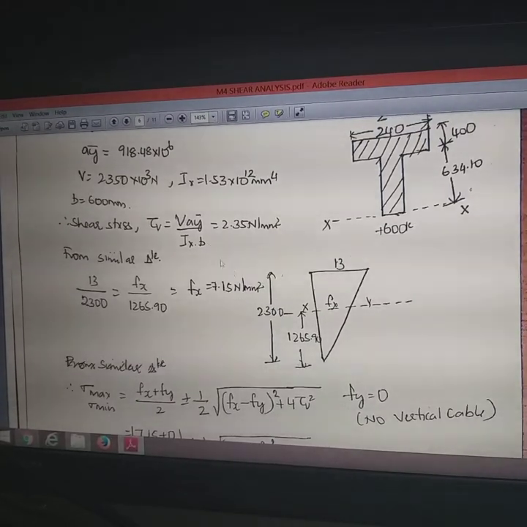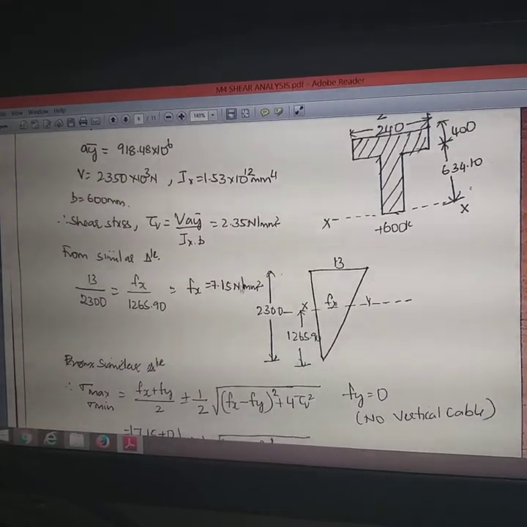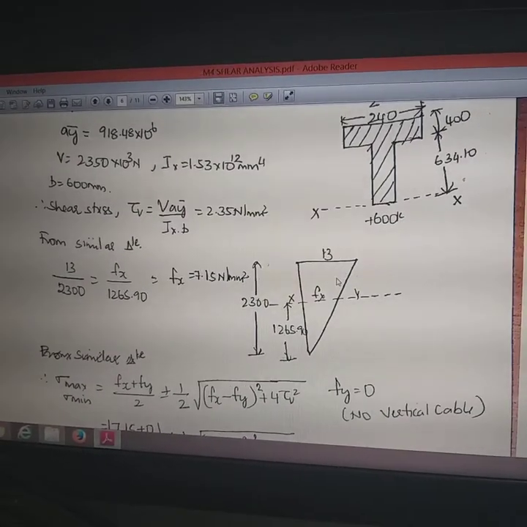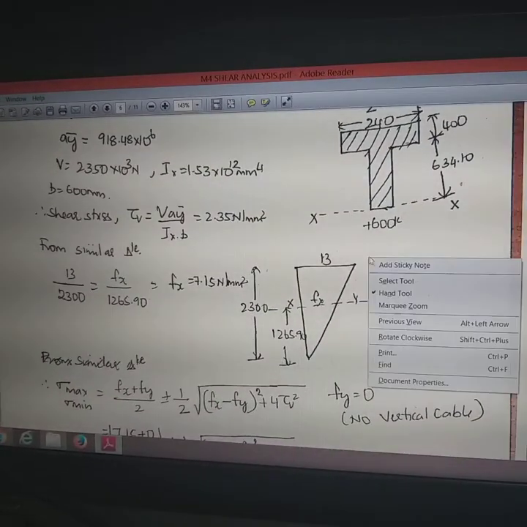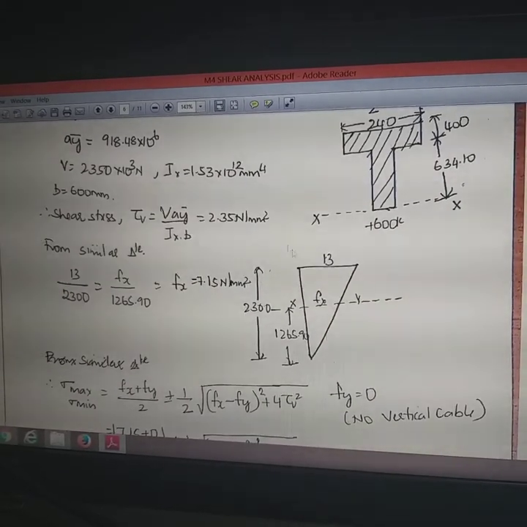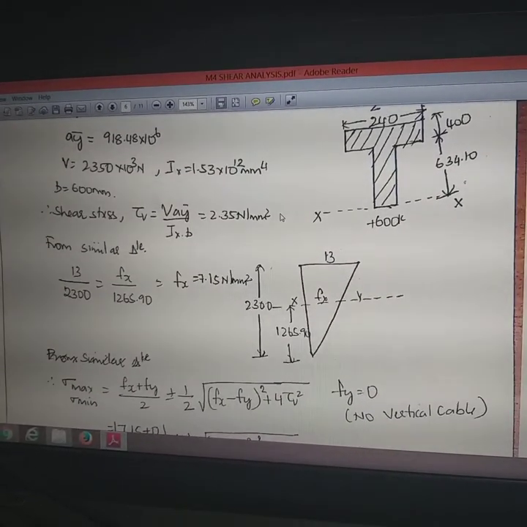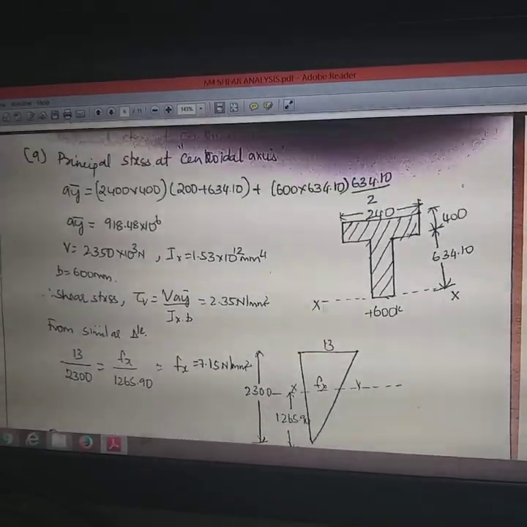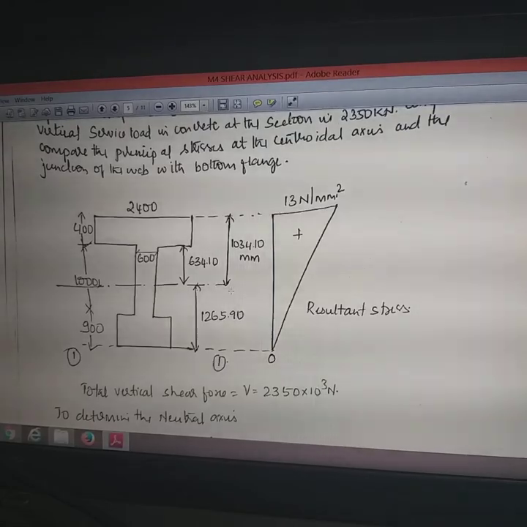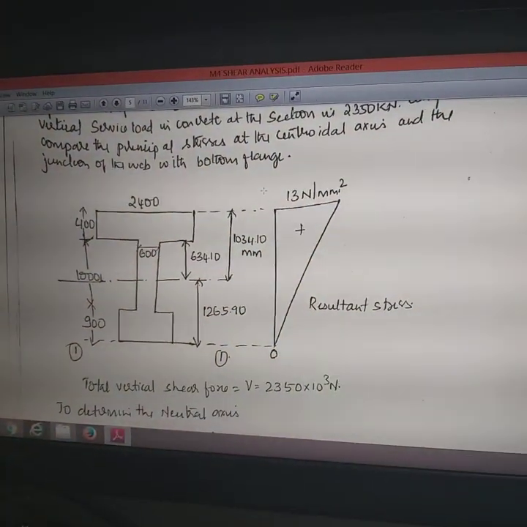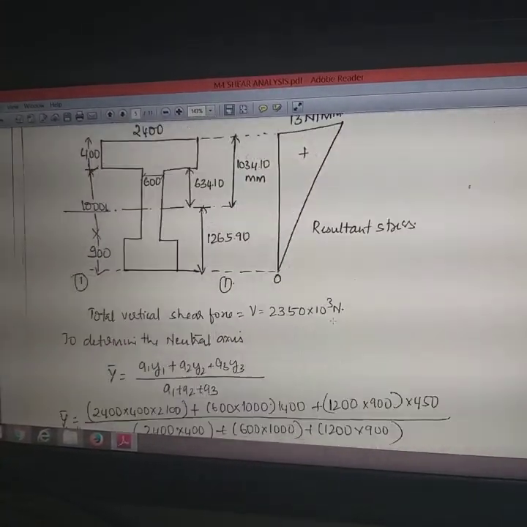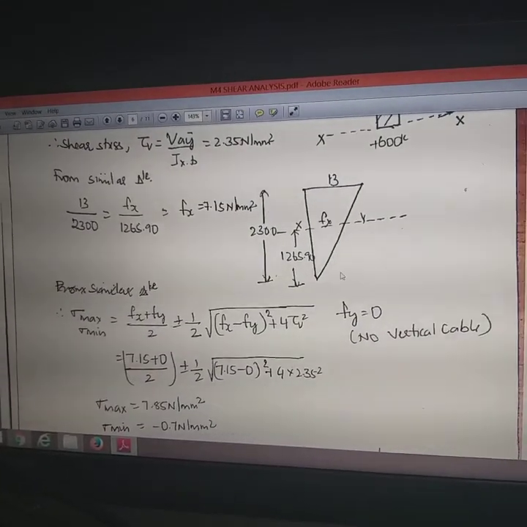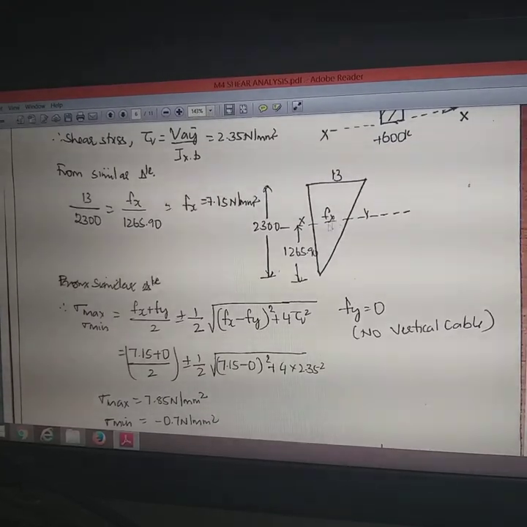Next we have to estimate the principal stresses at the centroidal axis. How do we find out the fx value at the centroidal axis? This stress diagram we have considered, and the same stress diagram I have rewritten here. But we are supposed to find out what this is.